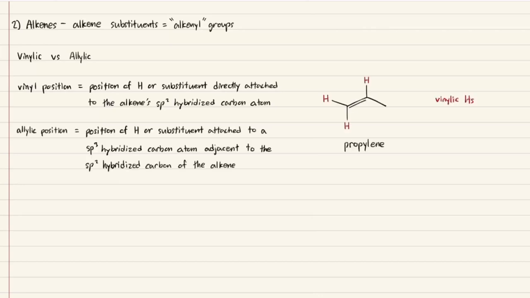The allylic position refers to the position of a hydrogen or substituent that is attached to a carbon atom adjacent to an alkene's sp2 hybridized carbon atom. For example, these are the allylic hydrogens in propylene in blue. This terminology will be important later.